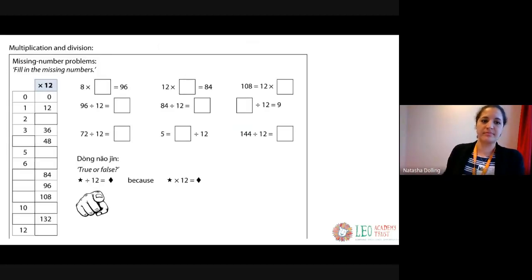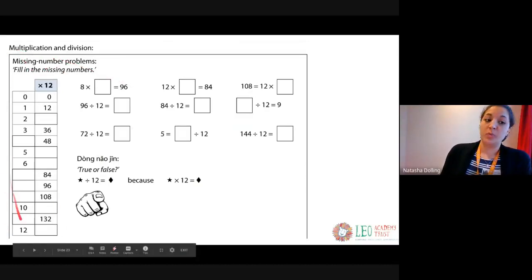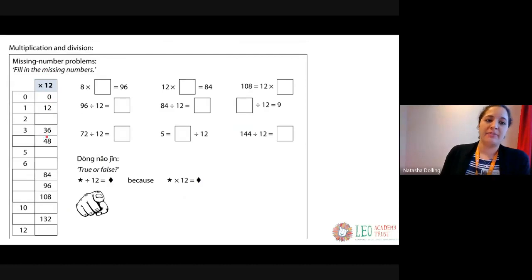Now, very similarly, for children to work out the 12 times table, can they first of all put in their known facts, the ones that they already know, and use them to work out the ones that they don't know? Now, a going deeper challenge for the 12 times table. Is this true or false? Star divided by 12 equals diamond because star times 12 equals diamond. Is that true or is that false?